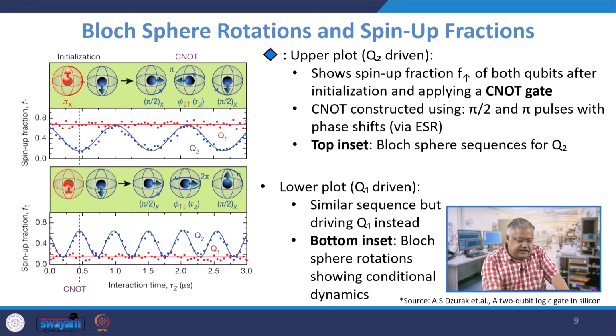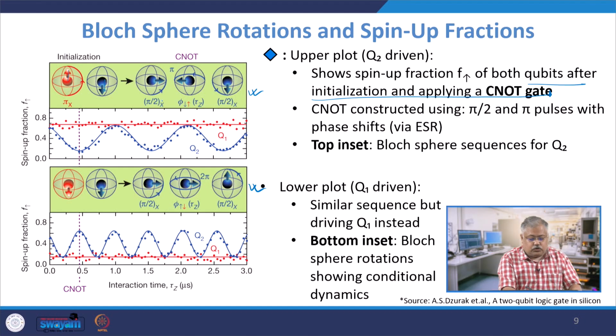If you look at the left hand side diagram, again it is the same thing, initialization and then applying a C0 gate. C0 gate is almost like an inverter gate. This is the upper slot and this is the lower slot. The upper slot shows spin up fraction for both qubits after initialization and applying a C0 gate. So I initialize both qubits, one is up, another is down, and then I apply the C0 gate, and I apply a rotation by pi by 2 using either a Pauli X or a Pauli Z gate. I also do this rotation, and then I do pi by 2 on the X axis.